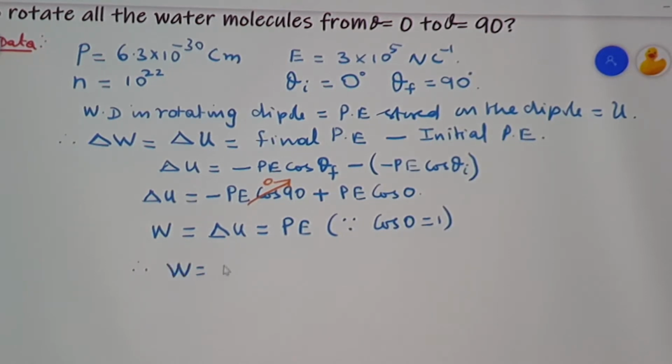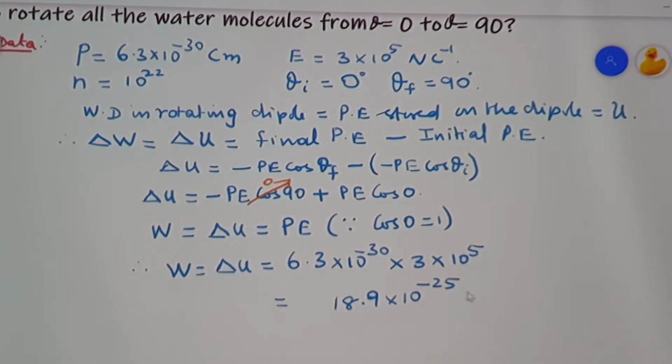Therefore, the work done is equal to change in potential energy equal to, what is the dipole moment? It is 6.3 into 10 to the power of minus 30 multiplied with E, that is 3 into 10 to the power of 5. So we multiply 3 into 3, 9, 6 into 3, 18. So 18.9 multiplied with 10 to the power of, here you are getting it as minus 25, and work done represented in terms of joule.